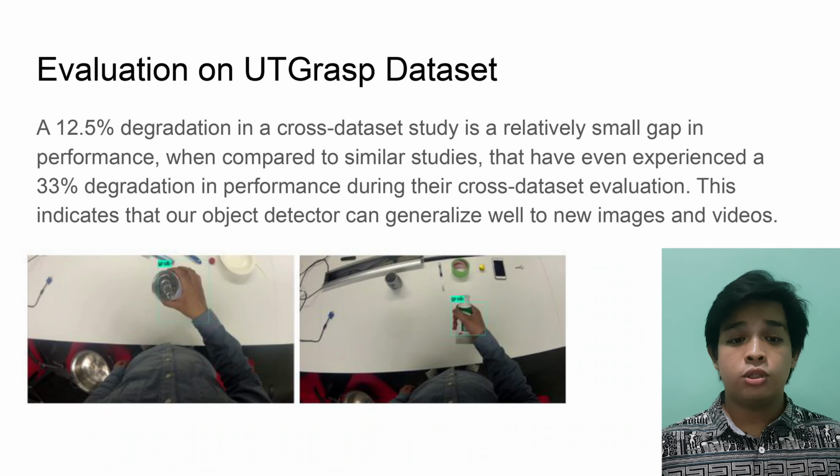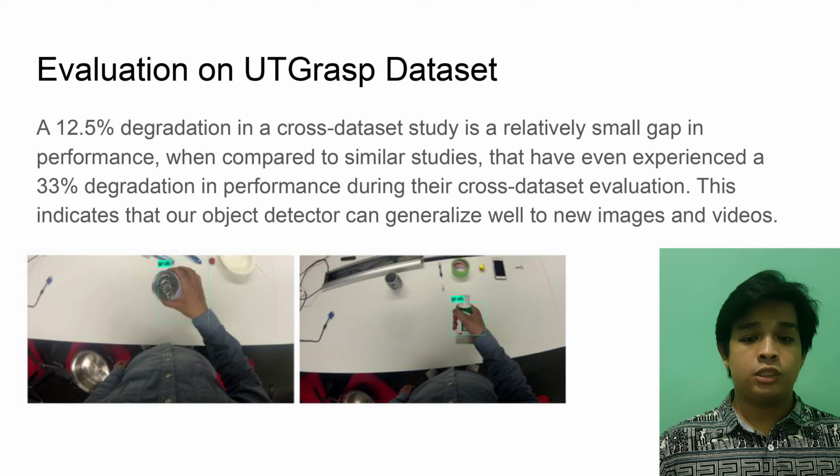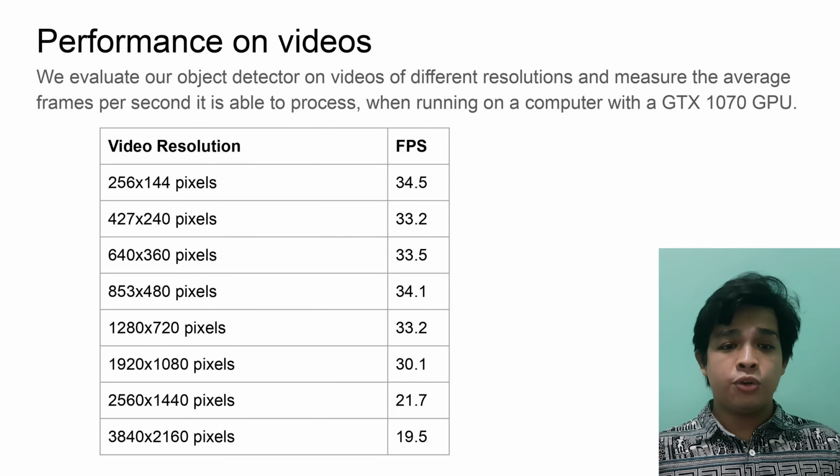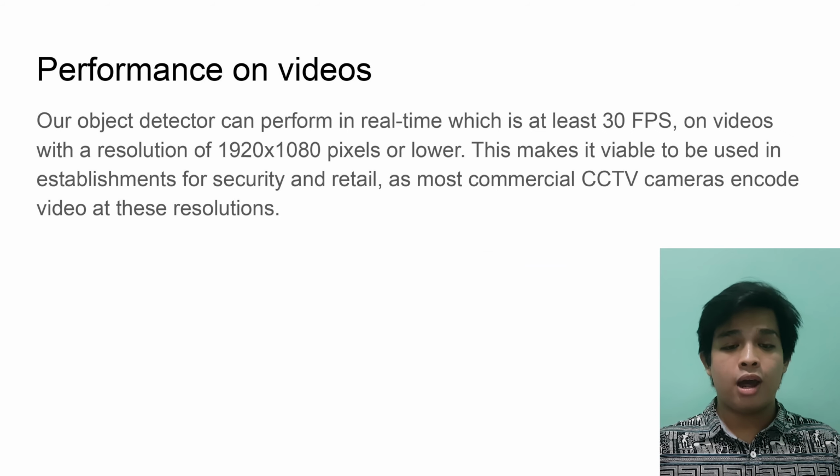It is important to note, however, that a 12.5% degradation in a cross-dataset study is a relatively small gap in performance. This indicates that our object detector can generalize well to new images and videos. Next, we show the inference speed performance of our GRAB detector. As can be seen in the table, our object detector can perform in real time. This makes it viable to be used in establishments for security and retail.